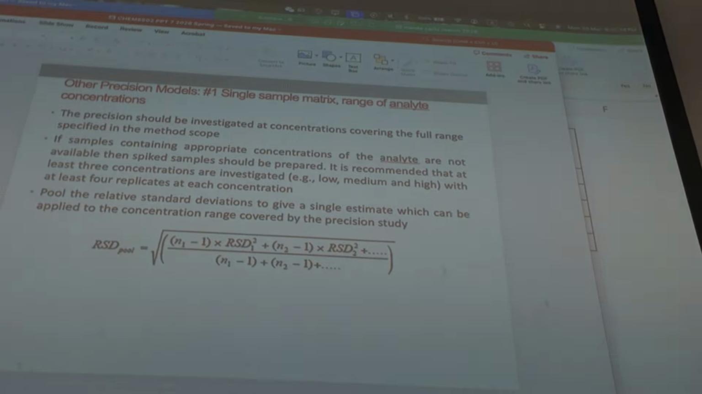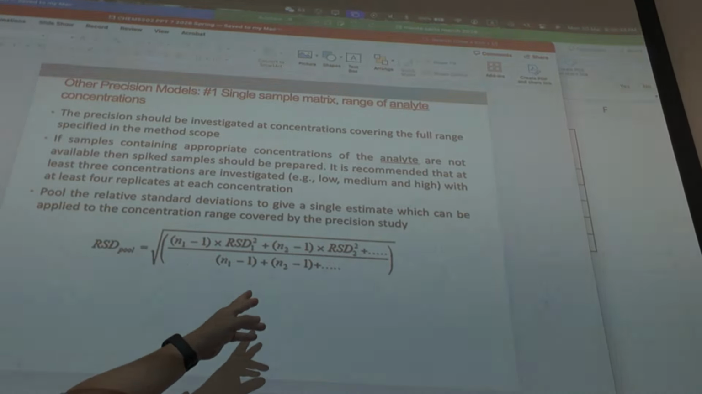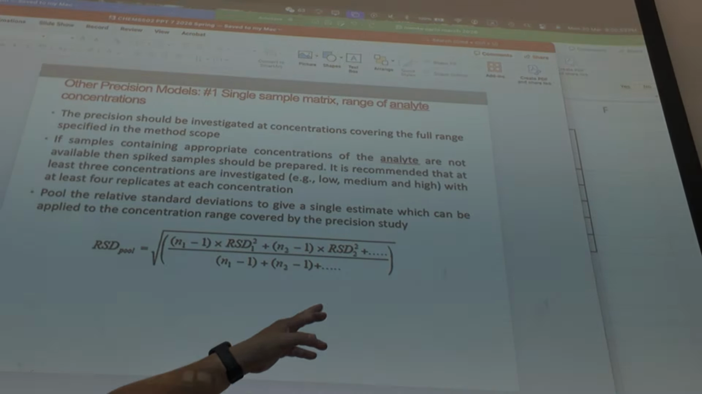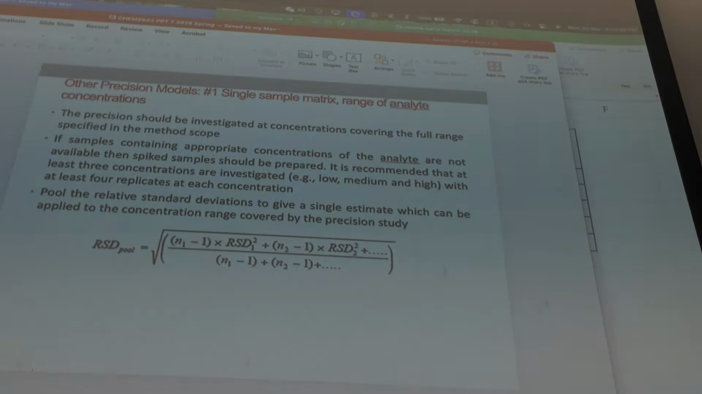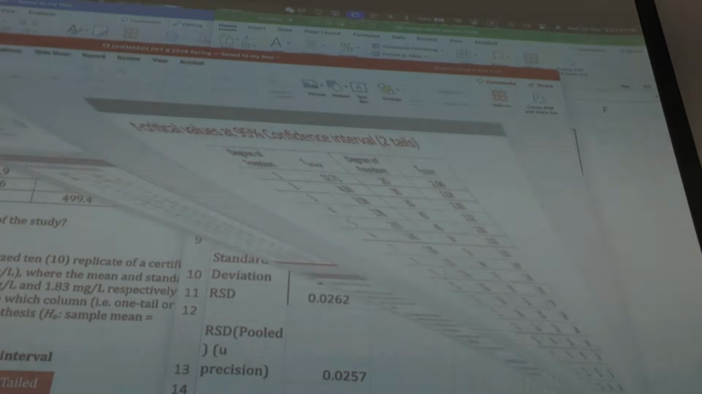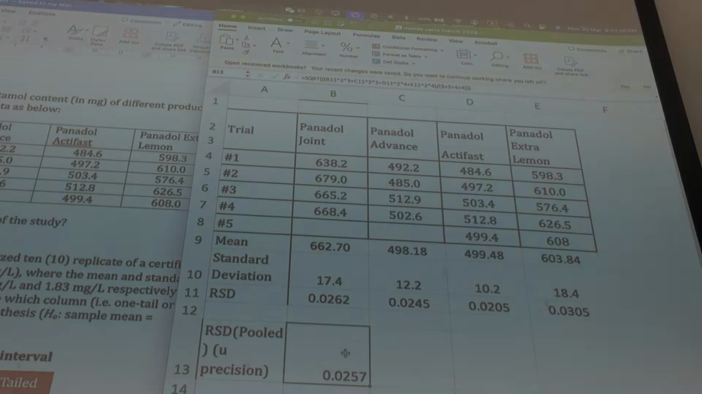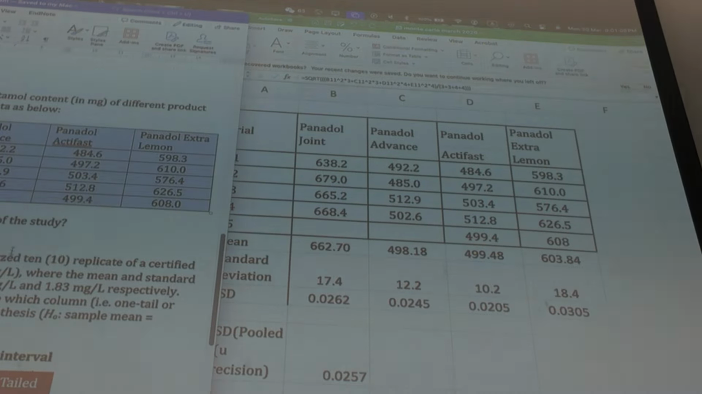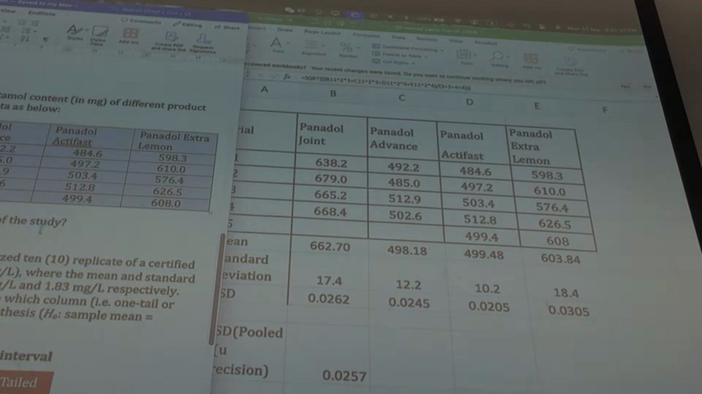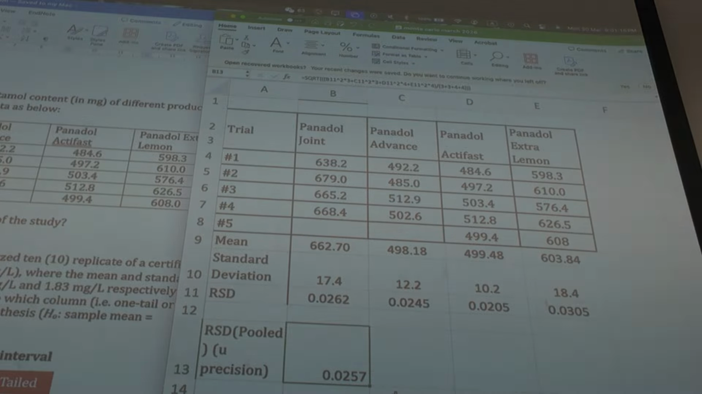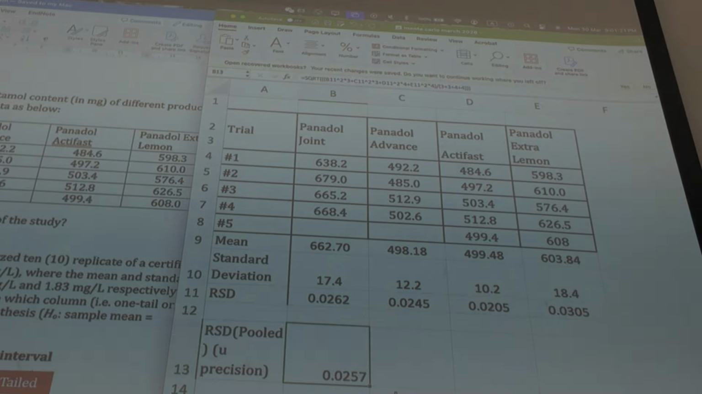n minus 1 times the RSD squared plus the degrees of freedom times the RSD2 squared. Okay. So this is the standard uncertainty. The uncertainty of precision of this study is 0.0257. Since it is already an RSD, there is no unit for this one.